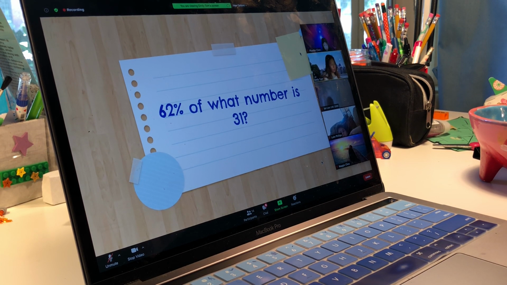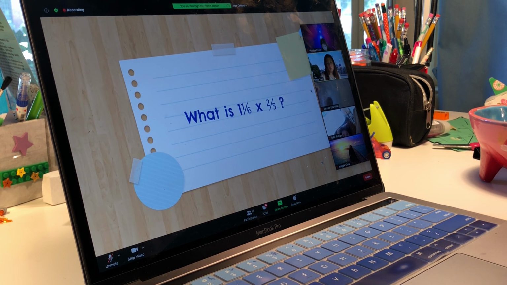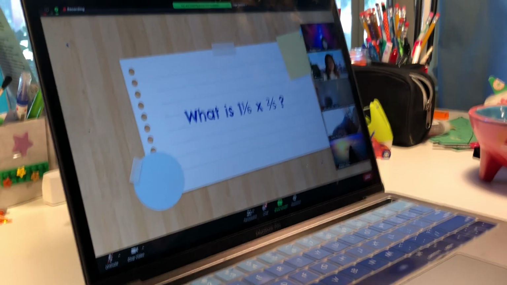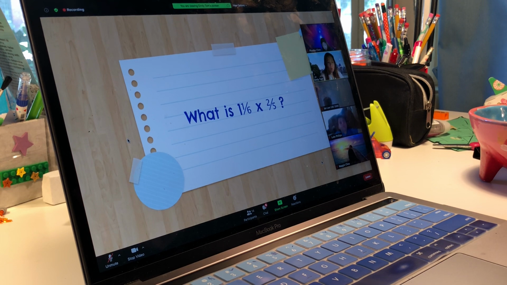All right, so now it's going to be a bunch of old quiz questions. So you've seen each and every one of these Kahoot questions before, or you've seen the pictures before. It should be nothing new. So here is our first question. What is 1 1/6 times 2/5? One and one sixth times two fifths.